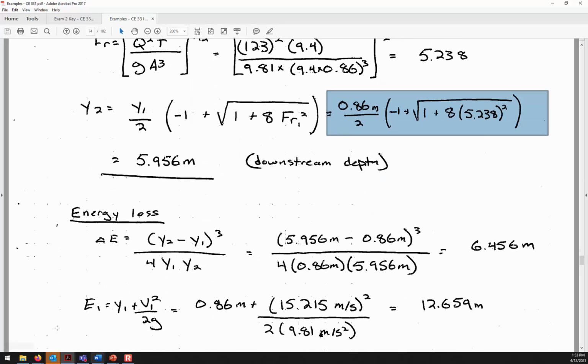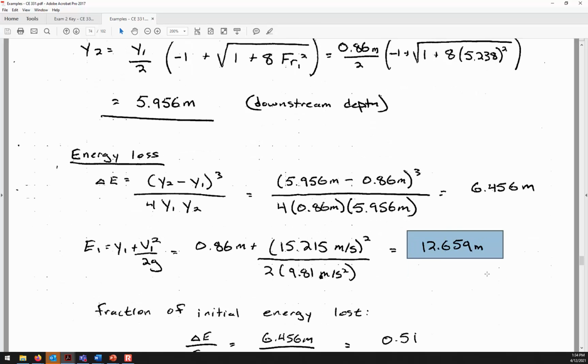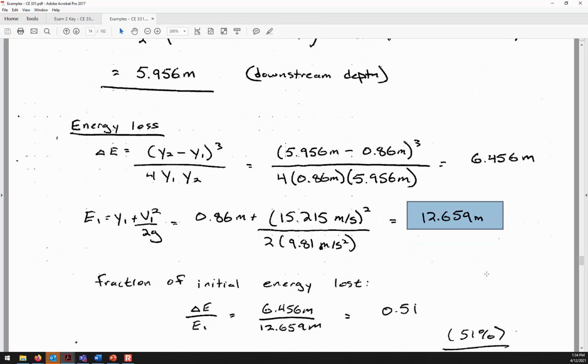And so here's how much energy there was to begin with. We add together the depth and the velocity head upstream before the jump. So there was 12.66 meters of energy at the beginning, and we lost 6.46 meters. As a fraction, that means we've lost about 51% of the specific energy that was in the water before the jump as it went through the transition.